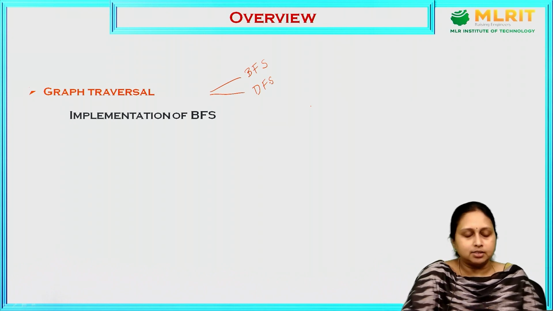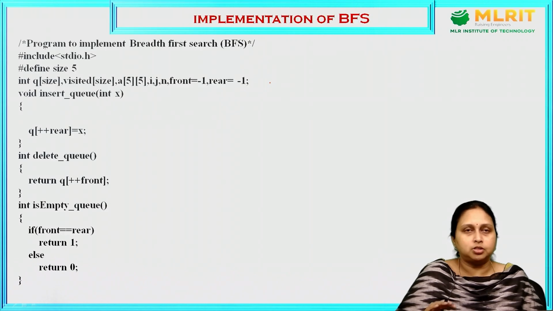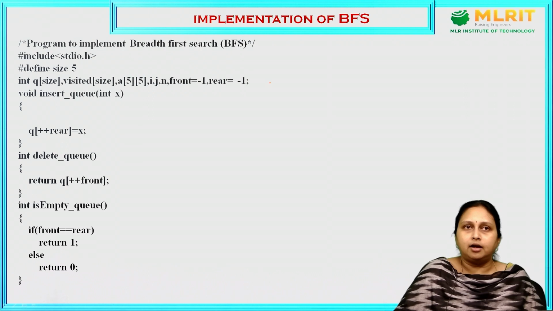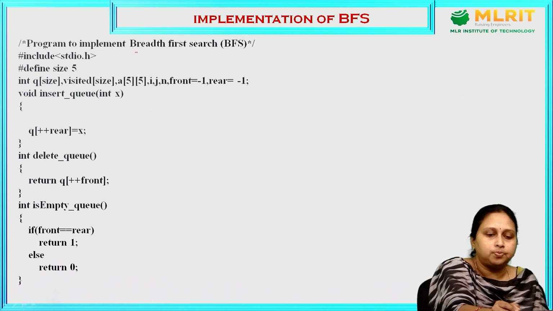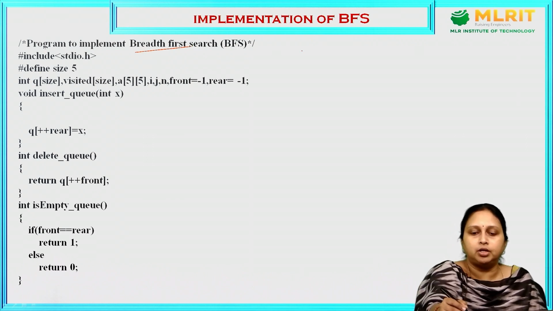Okay, let us see the implementation part of this BFS. I will be showing you the execution part also. Please listen to how we are going to write this program and how we are going to execute it. This is the program where we are going to implement BFS, breadth first search. And what is the data structure here? We are going to use a queue.